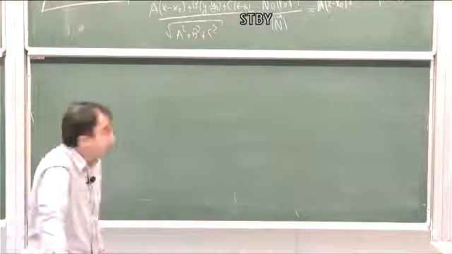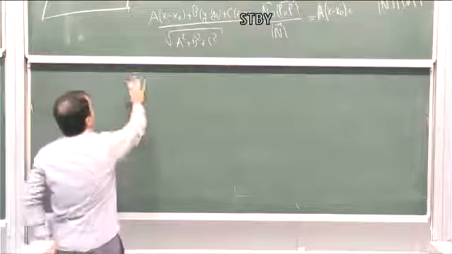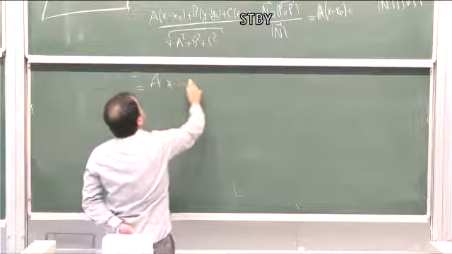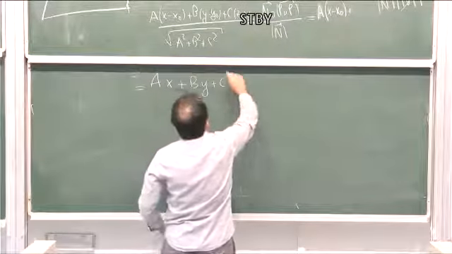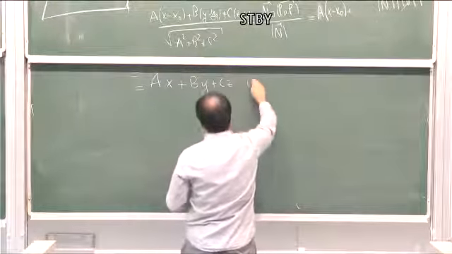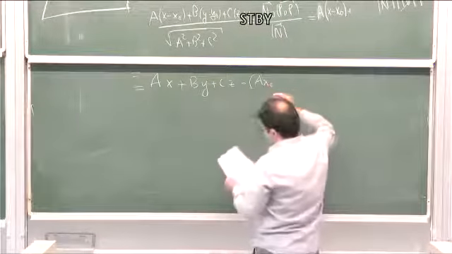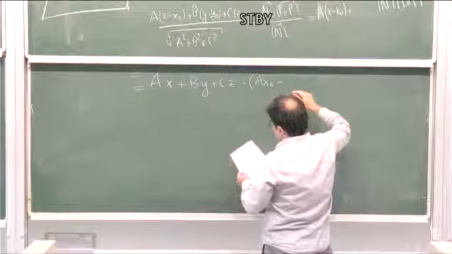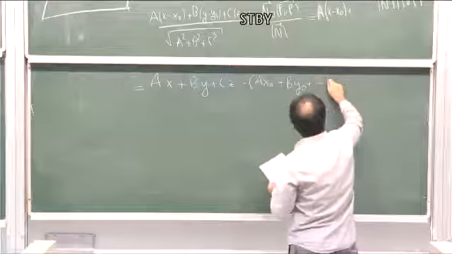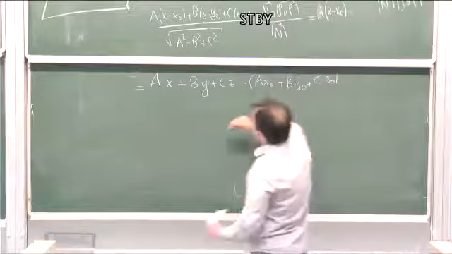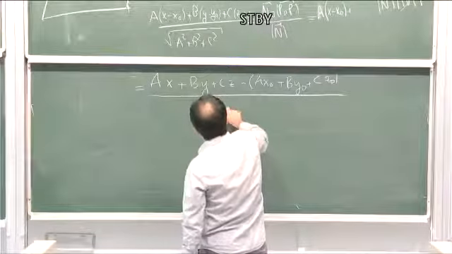Okay. Equals. So now I'm going to collect ax plus by plus cz, and then minus ax0 minus by0 minus cz0, divided by the square root of a squared plus b squared plus c squared.